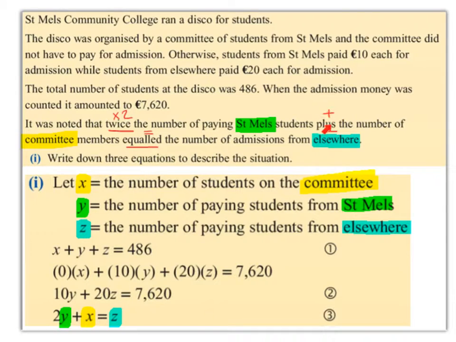Plus means add. The number of committee members is just going to be x. x is equal to the number of students on the committee. So 2 times y plus x, so twice the number of St. Mel's paying students, plus the number on the committee, equaled, so next we have equals, the number of admissions from elsewhere, and z represents elsewhere, so it's equal to z. So 2y, 2 times the students from St. Mel's, plus x, the committee, is equal to z, the students from elsewhere. So now we have our third equation, equation number 3.